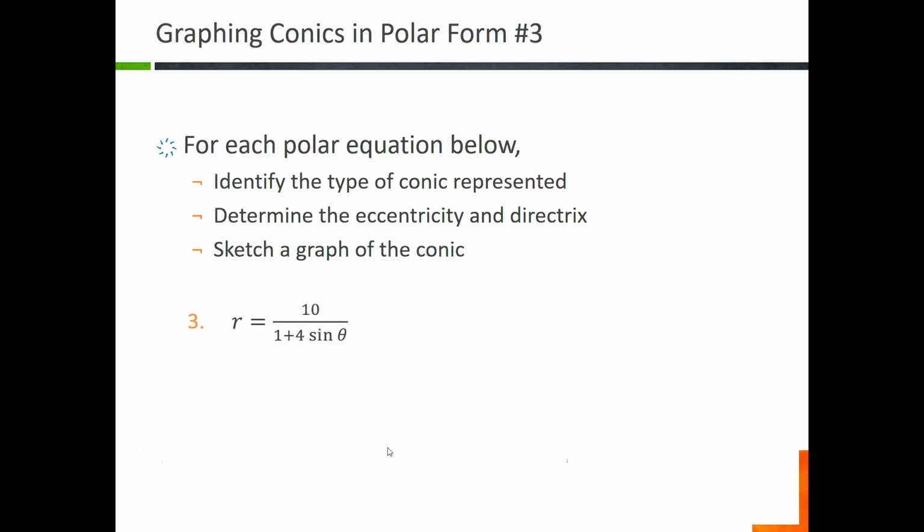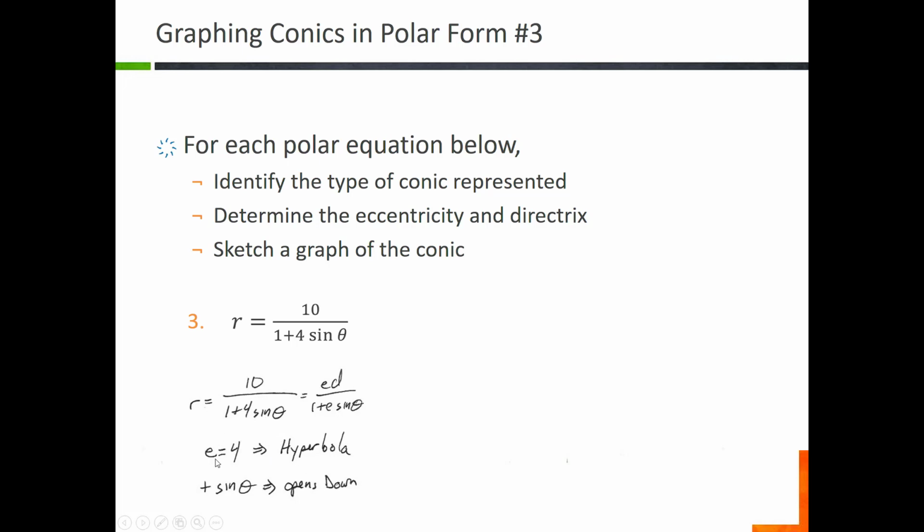We have r equals 10 divided by 1 plus 4 sine of theta. We have that 1 there already, so we don't need to do anything fancy. We can just start breaking this apart. So again, we know from our equation, the 10 has to equal the eccentricity and the directrix. And then the eccentricity is the number in front of sine. So in this case, the eccentricity is a 4. So e is equal to 4, and because that's bigger than 1, I have a hyperbola.